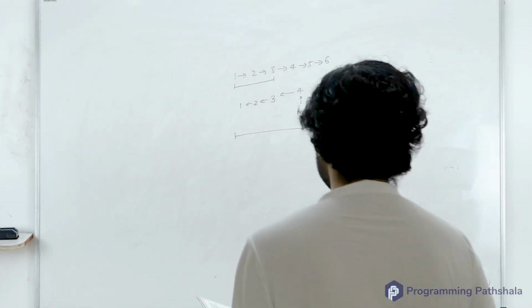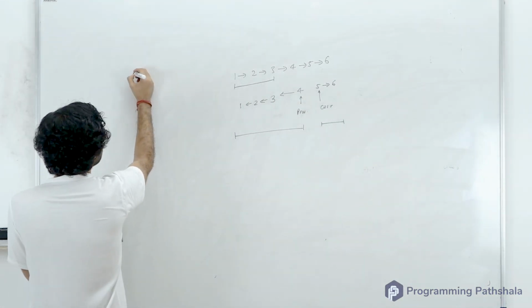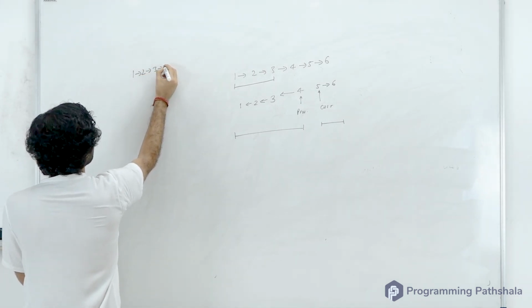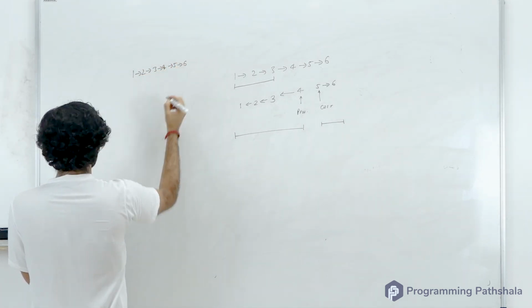So let us see how I can go about it. My initial linked list is this: 1, 2, 3, 4, 5, 6.